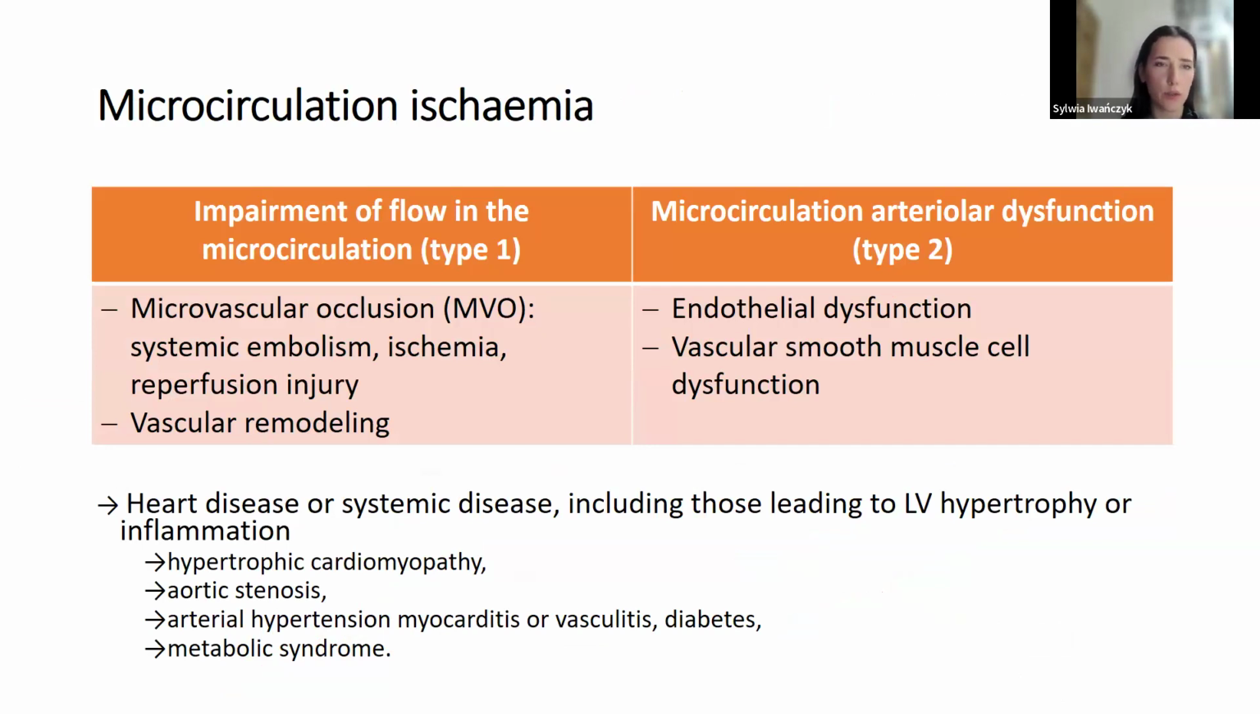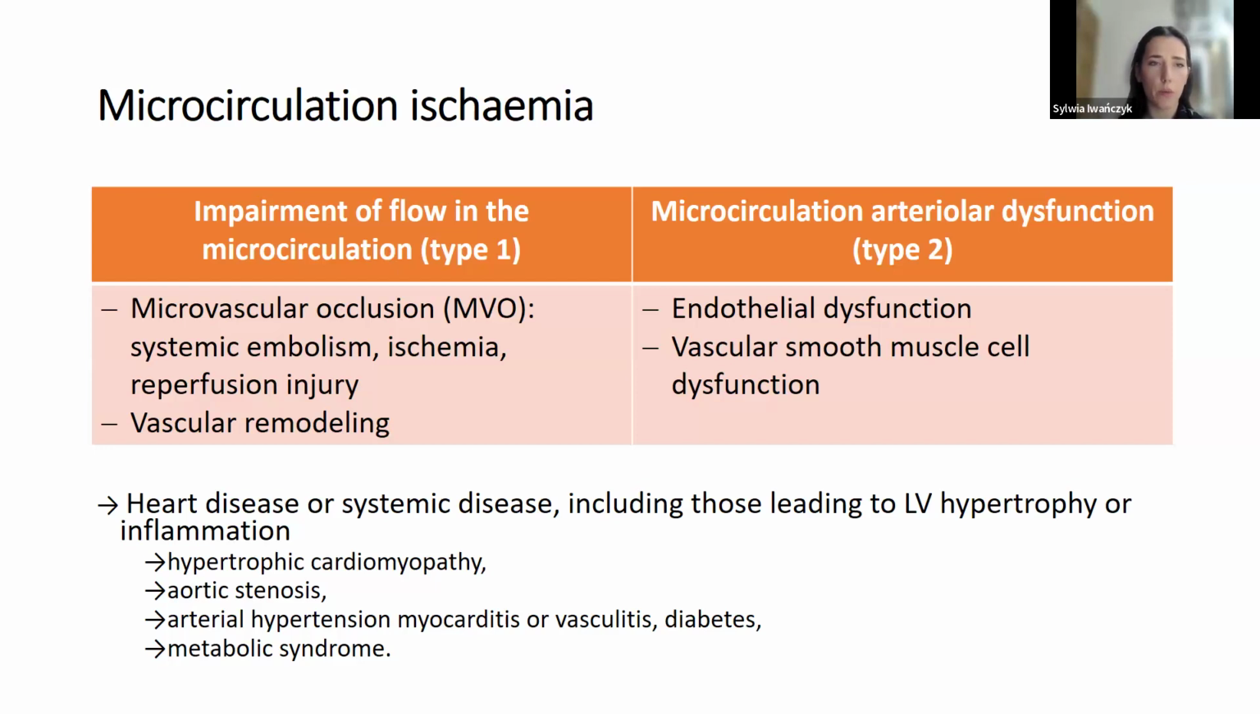Type 1 is associated with generally impairment of flow in the microcirculation due to microvascular occlusion, systemic embolism, ischemia, reperfusion injury, generally in patients with acute coronary syndrome with ST segment elevation myocardial infarction, and with vascular remodeling associated with some systemic diseases, including those leading to left ventricular hypertrophy or inflammation like hypertrophic cardiomyopathy, aortic stenosis, arterial hypertension, myocarditis, vasculitis, and diabetes.